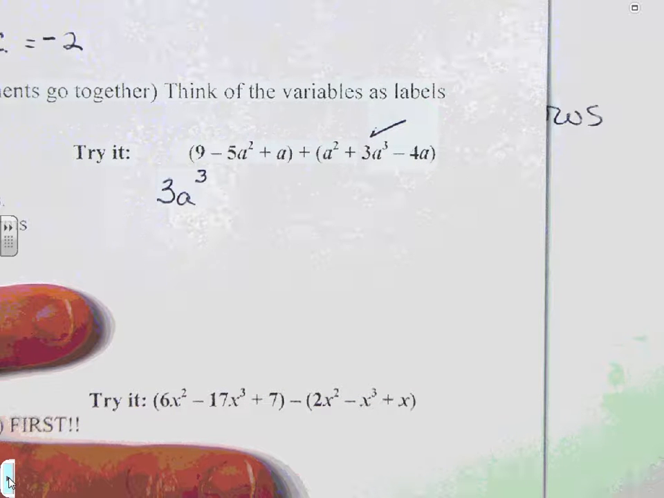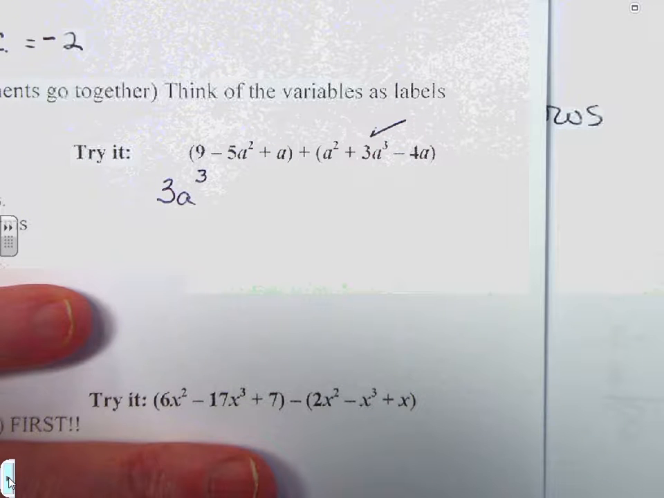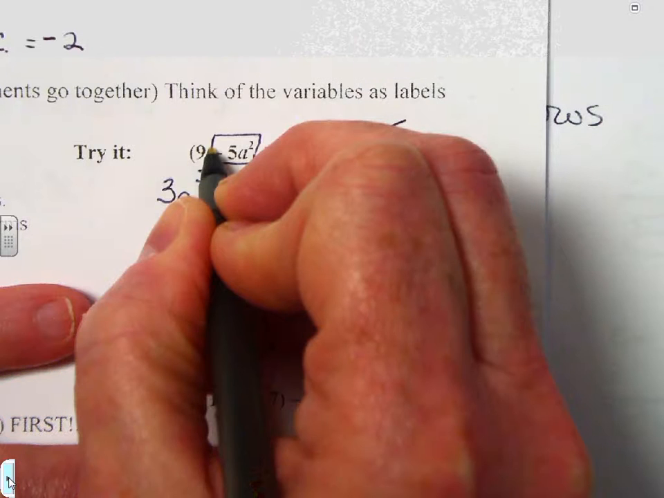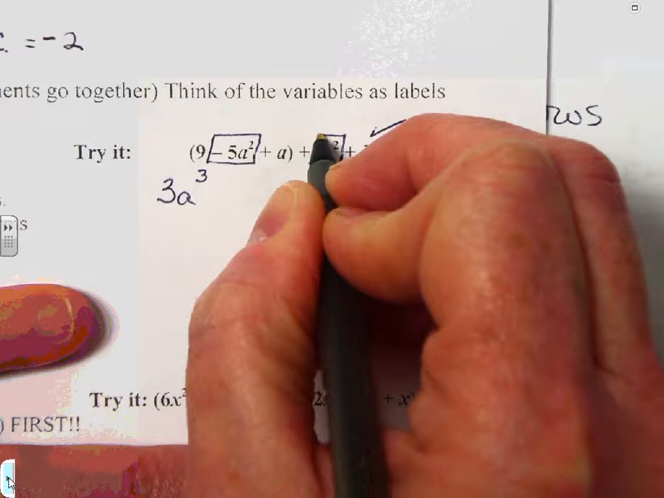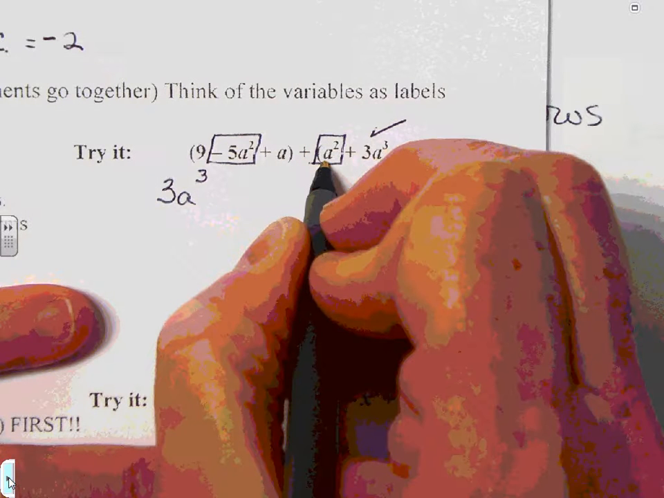After an exponent of 3, what comes after that? 2. A 2. So I'm going to search out all the things that have an a squared. Got that. And I've got that. So I have a negative 5 and a positive 1.